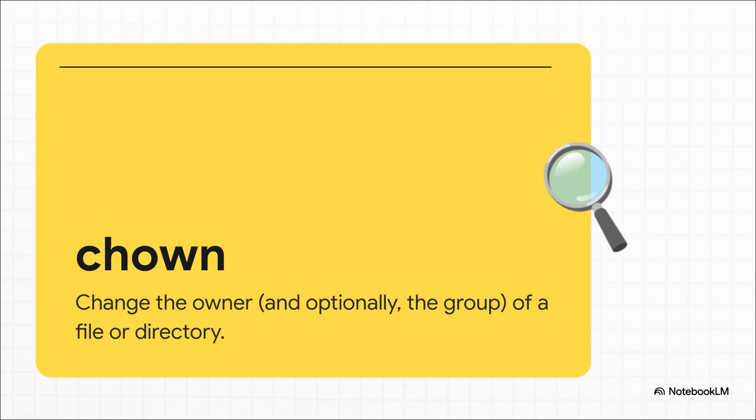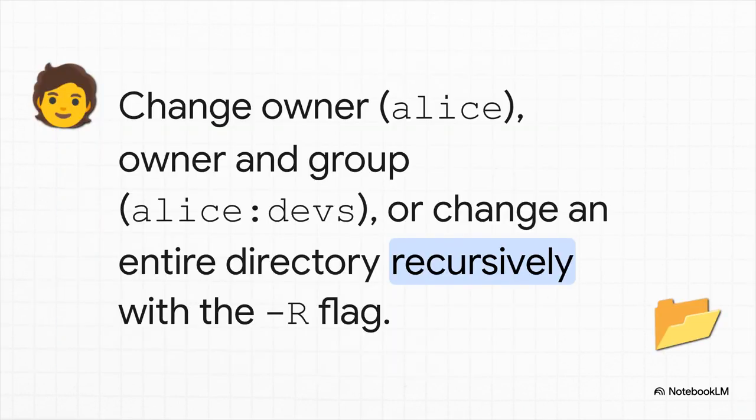A developer leaves the company. You need to hand off all their project files to someone new. Chown is how you do that. It's all about maintaining control and accountability. And using it is pretty straightforward.